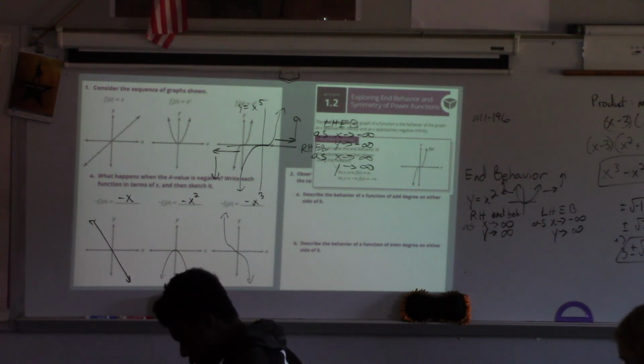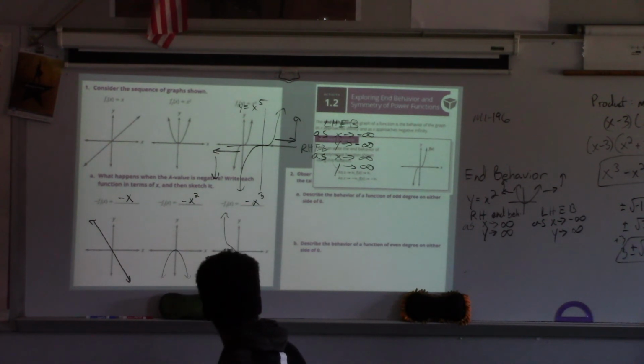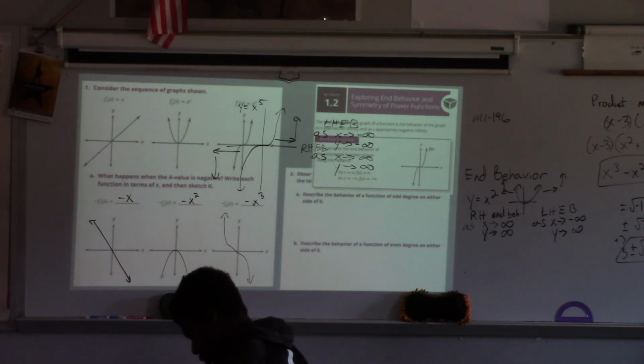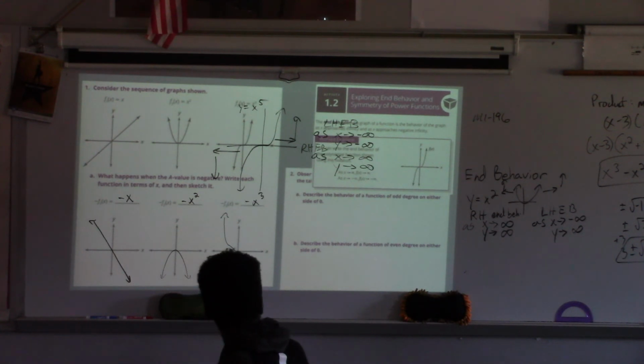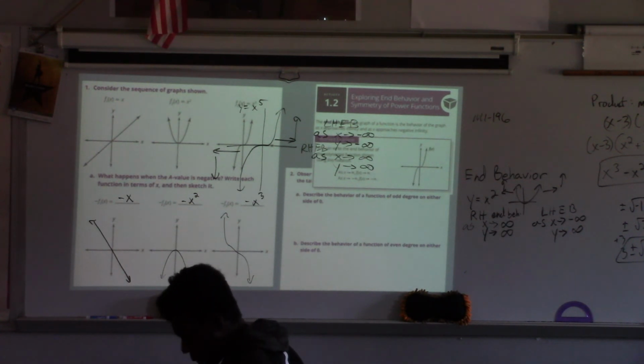If I want the left hand behavior, if you look at these graphs, as I go to the left, what is my x approaching? Negative infinity. Notice it's got an arrow. Is it ever going to stop going to the left? No. For what I will ever test you on, yes. I don't want to say it's always that, unless it has a stopping point, which it can in certain functions.